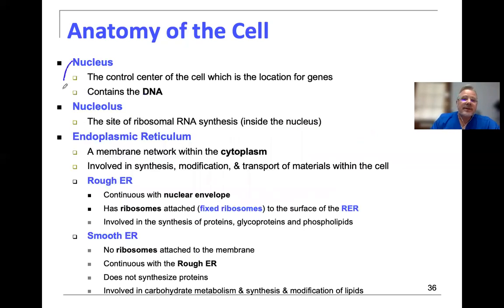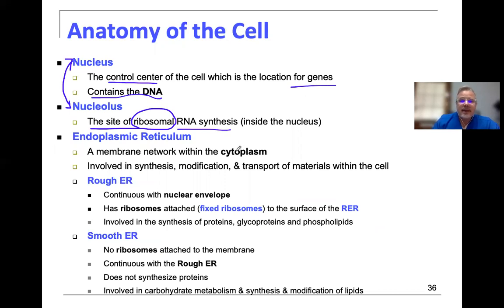The nucleus and the nucleolus, they're not the same thing. Don't confuse them. The nucleus contains the DNA, whereas the nucleolus is the site of the ribosomes, the ribosomal RNA synthesis. That's deep to the nucleus. The nucleus is the control center. That's where all your genes are located. It contains the instructions. It's the instruction manual, the template to dictate what type of proteins need to be made.